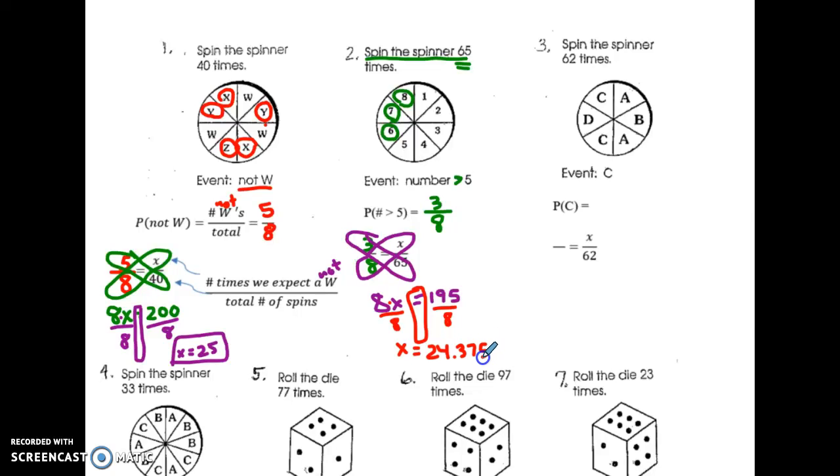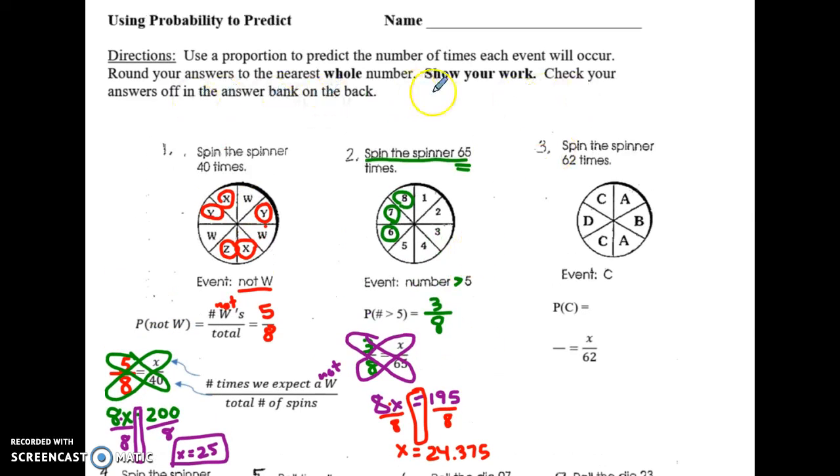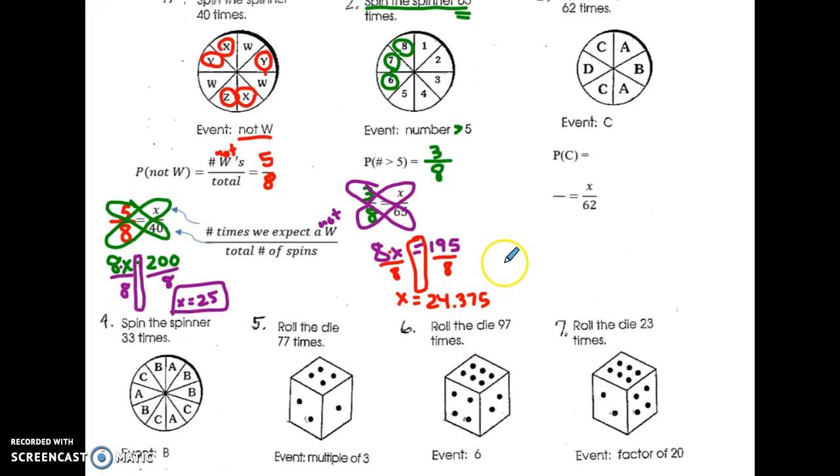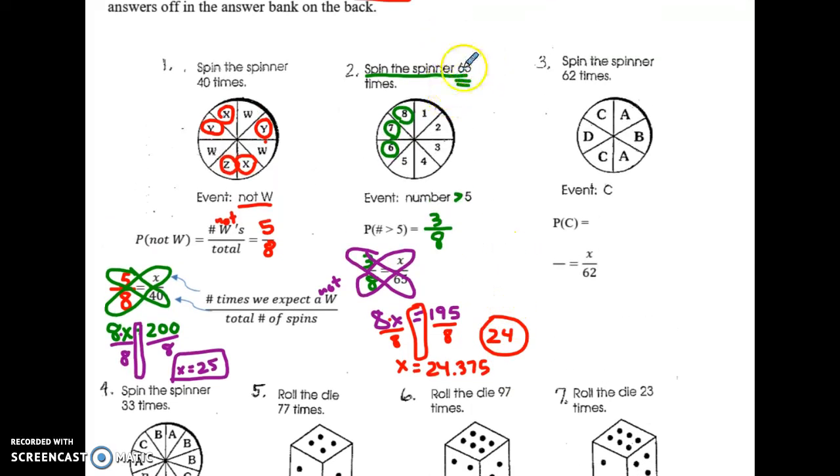So in the directions, it did say that we were going to round our answers to the nearest whole number. 24 is what we would round this to. So that means we can expect to spin the spinner 65 times, and out of those times, 24 times, we would land on a number greater than 5. So this would be our prediction based on the probability of just spinning once to get that event.